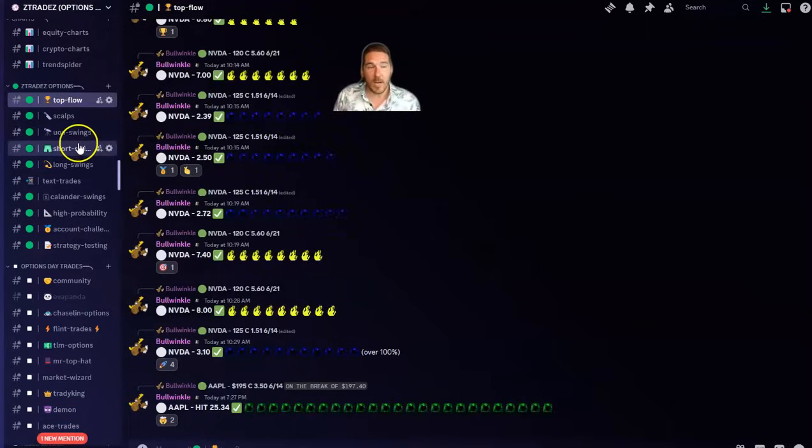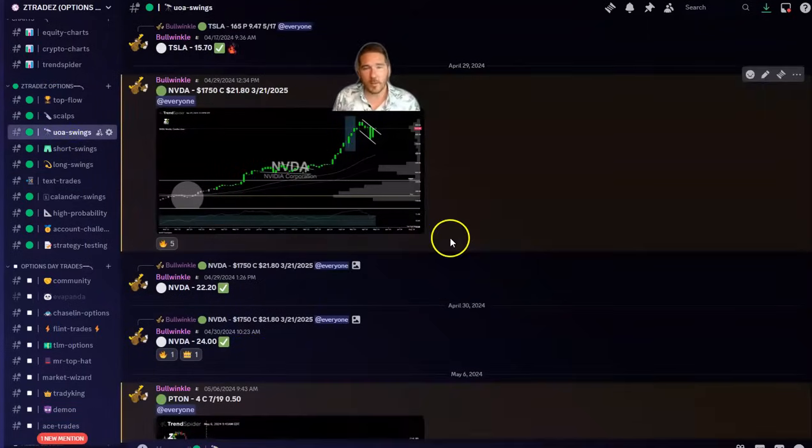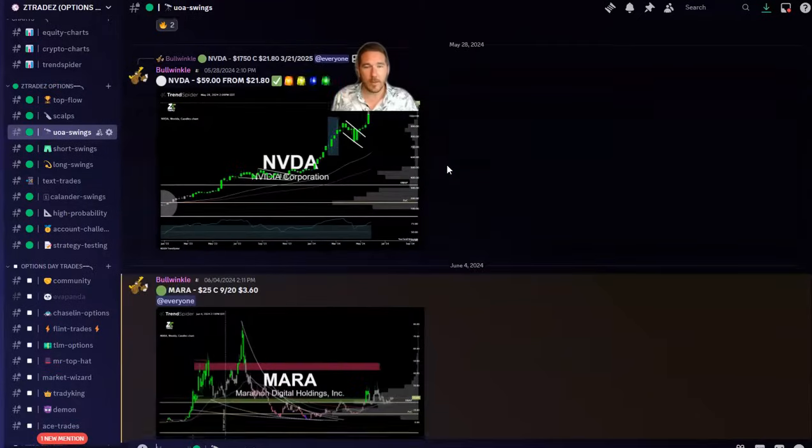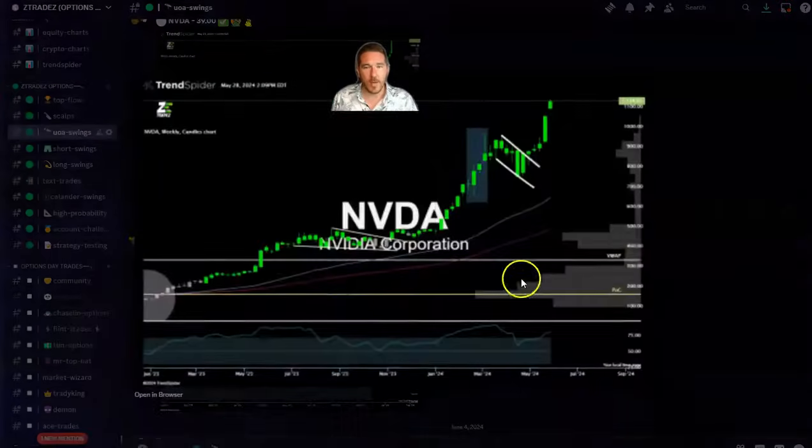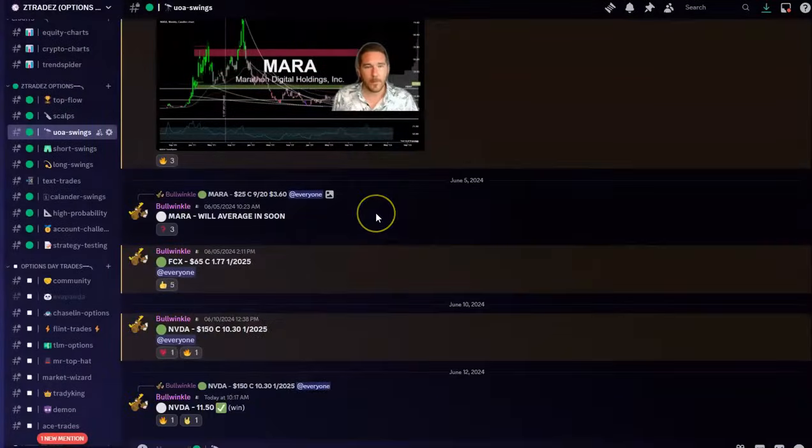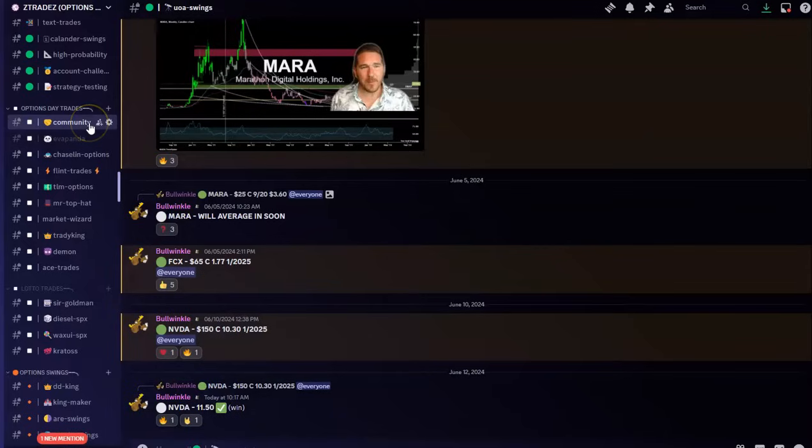I like to post different types of swings. UOA swings is also one of the server favorites. This was posted before the NVIDIA split, so you can imagine how well this did leading up to the split on NVIDIA. I mean, it just absolutely took off. Then also posted yesterday, NVIDIA 150s. There was a lot of unusual options activity coming in for January of 2025. Those hit $12 today.